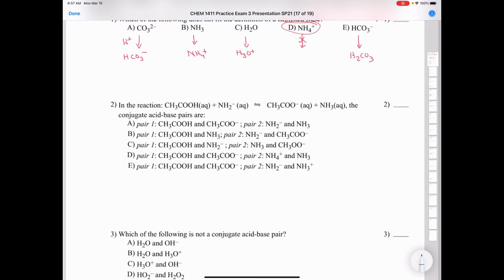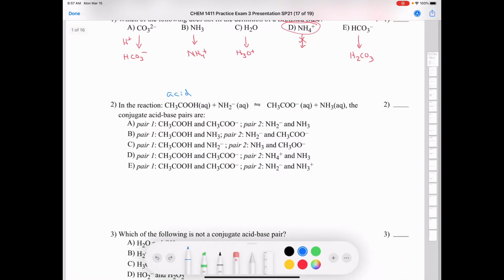Question number 2, in this reaction, the conjugate acid-base pairs are, well, if we look at what's happening from the point of view of the reactants, you see that this molecule is behaving as an acid. This is acetic acid, a weak acid. Why is that an acid? Because if we look over here, you see that it's lost a proton. Therefore, it was behaving as a proton donor. Therefore, it is an acid.